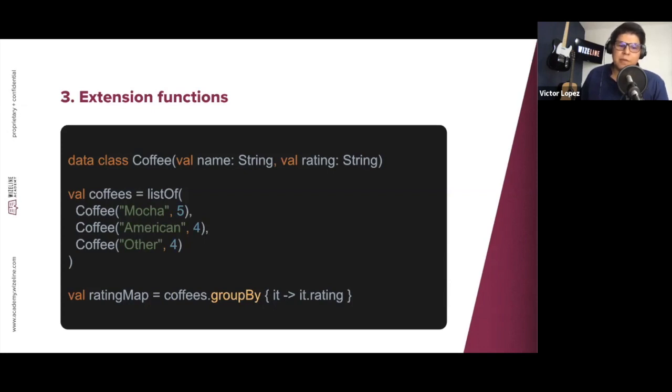So this will create a map, and the first node has the number 5 as a key, and it will have only one item as a value. Then it will create another node with the key 4, and this will add a list with these two values, American and other. It's super useful to create a map. Okay.